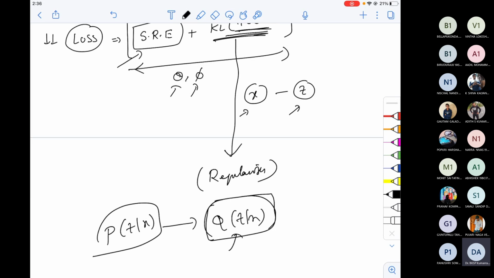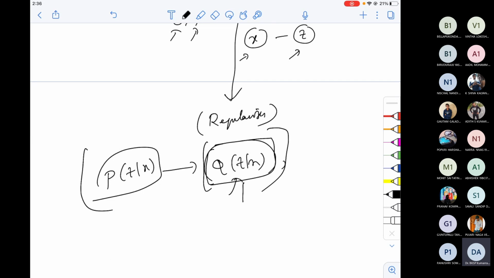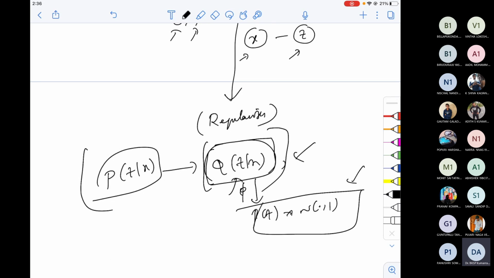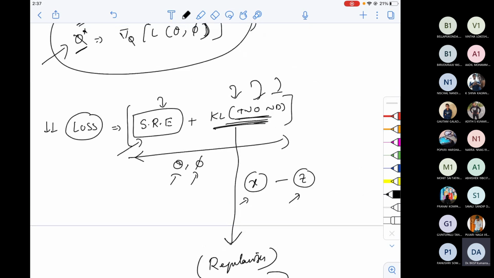Again, you need to find the distance between this and this. You're not able to estimate that distance, so you estimate the distance between Q of Z given X and P of Z. In P of Z also, you're assuming it's a standard normal distribution. Again, one more constraint. Whenever you put many constraints and still ask the system to get minimal loss, the system will not have a lot of freedom in updating all the possible combinations. Then it will not overfit.